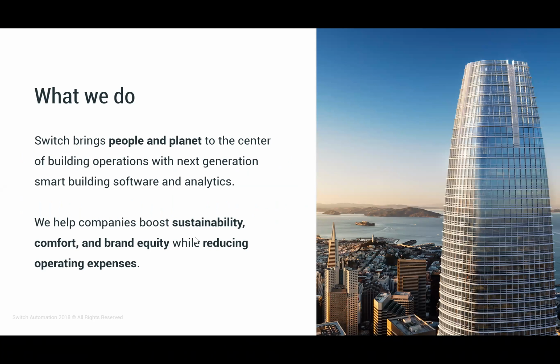So before we jump into some demos and some stories, just a quick introduction on Switch Automation. Switch Automation is a smart building platform that is designed to help people manage and operate a portfolio of buildings. So we connect to existing and new buildings, and we help people deploy analytics and give you a unified user interface to see what's going on across your building portfolio.